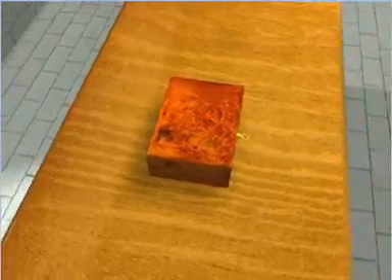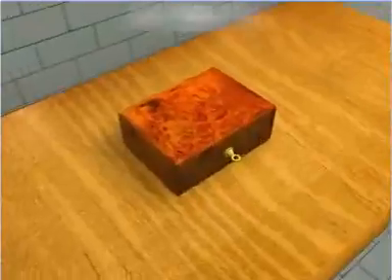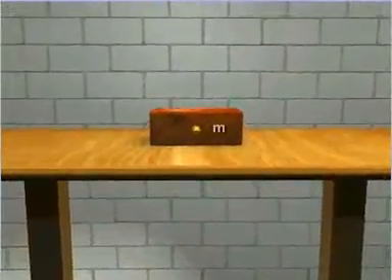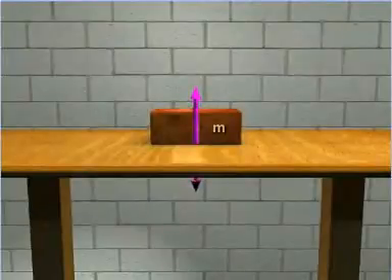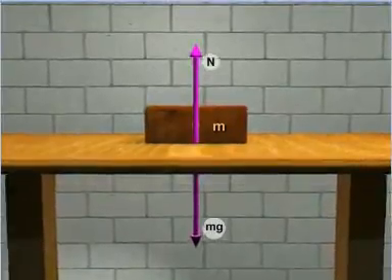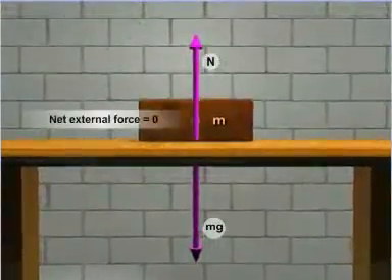Let us consider an example to explore the frictional force. An object of mass m is at rest on a horizontal table. The force of gravity mg is cancelled by the normal reaction N of the table. Therefore, the net external force on the object is 0.